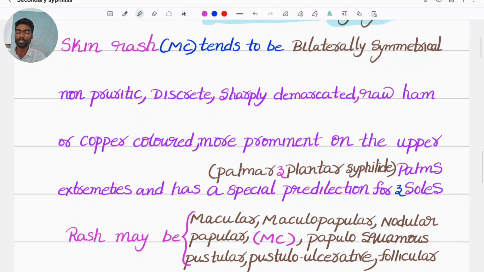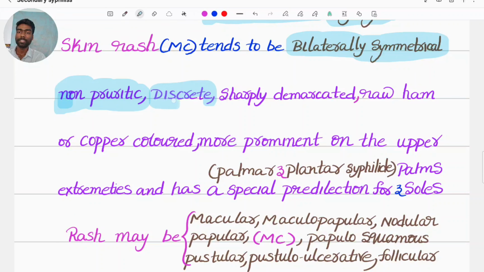Skin rash. The most common feature of secondary syphilis is skin rash along with generalized lymphadenopathy. Here, the general features of a skin rash in secondary syphilis: it tends to be bilaterally symmetrical. Whatever the type of rash may be, general features will be bilaterally symmetrical, non-pruritic. Some may have pruritus, mostly in the follicular type of rash.